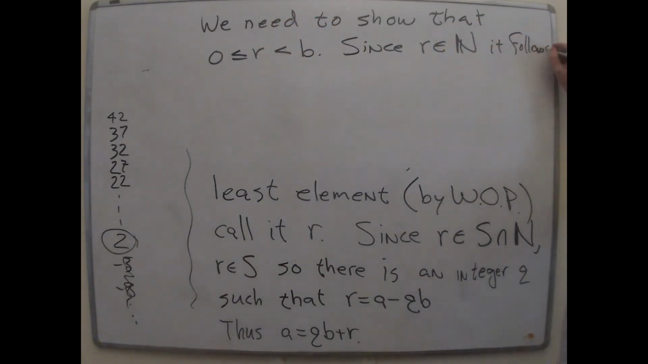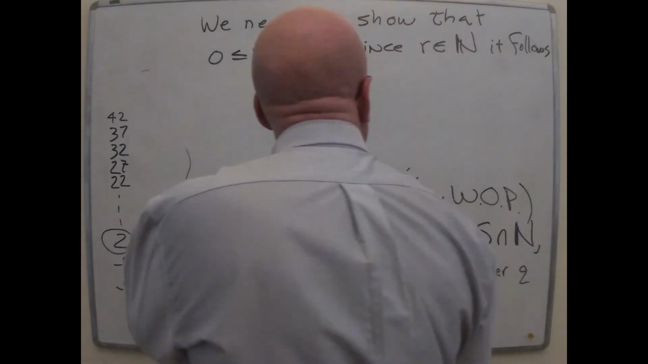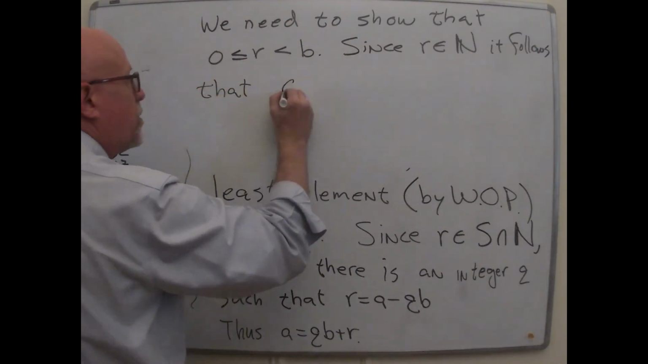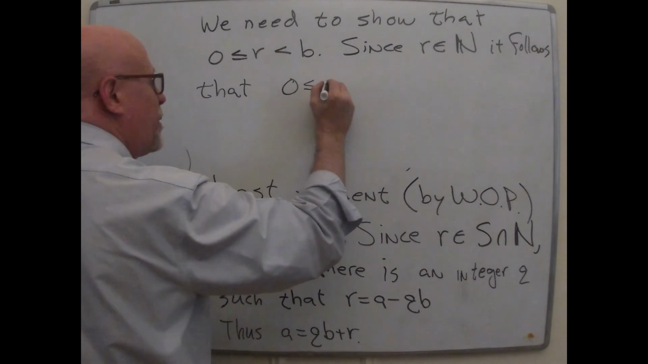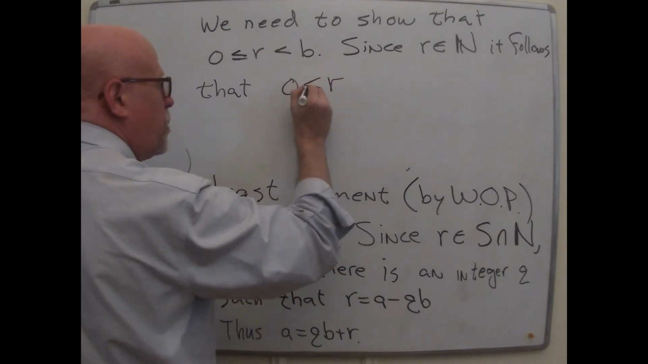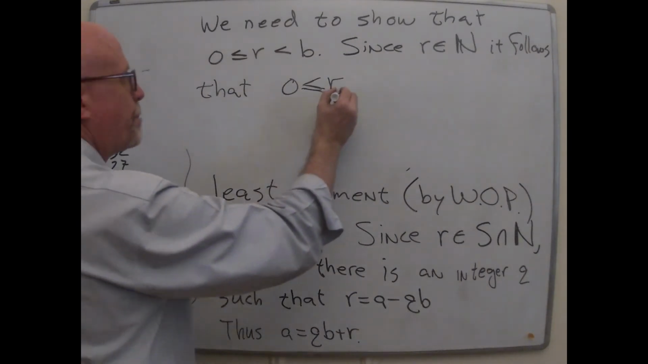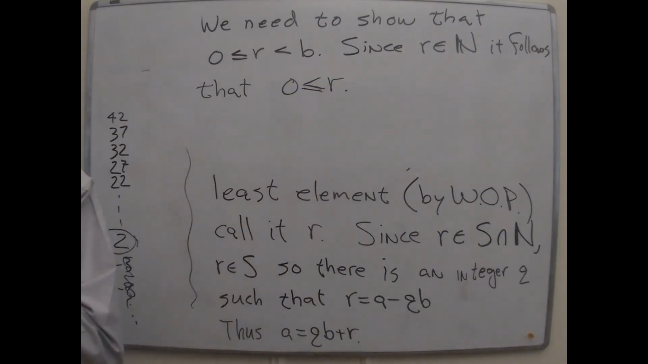I'm trying to force a word in where it can barely fit. It follows that 0 is smaller. Well, I should say it the other way. R is greater than or equal to 0. That's what I want to say. But I need it also to be smaller than B.